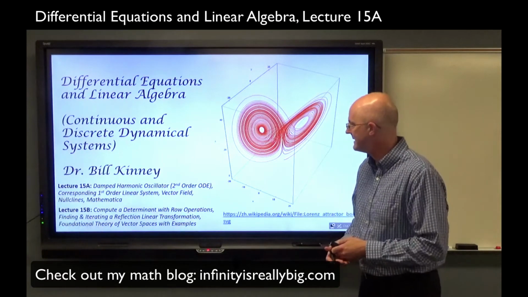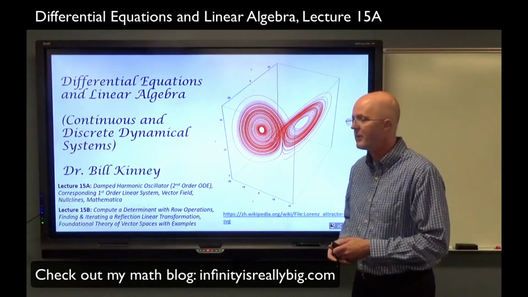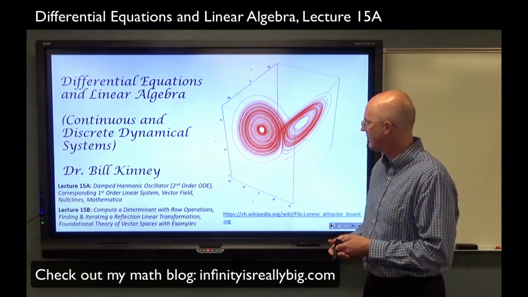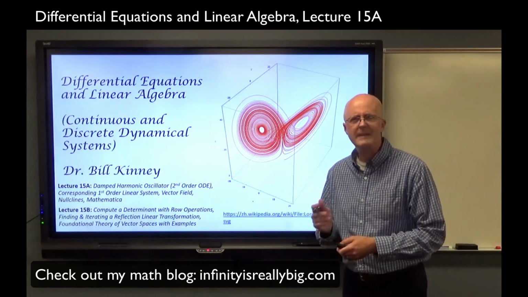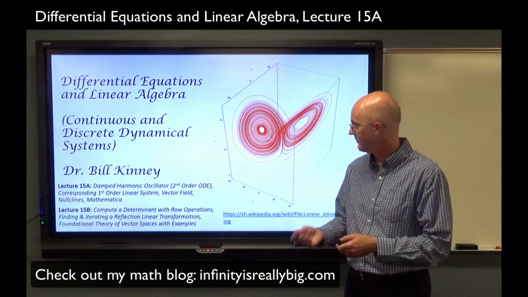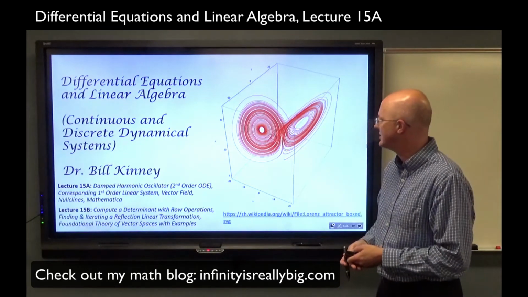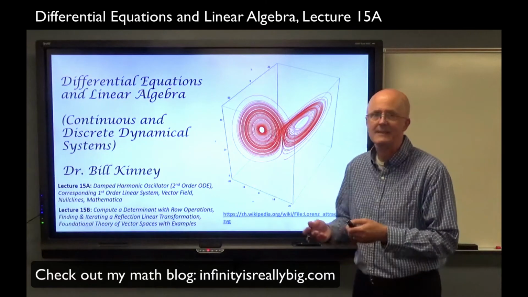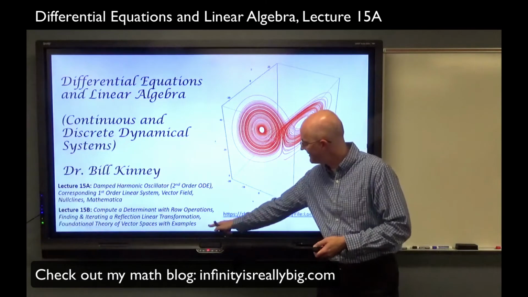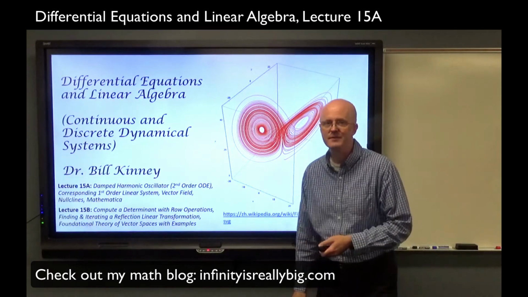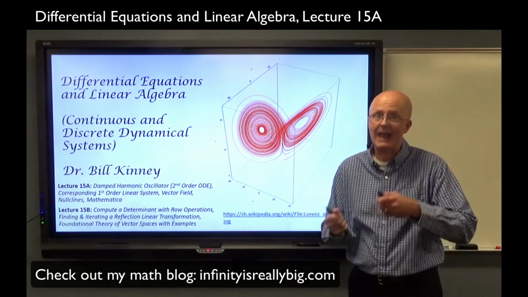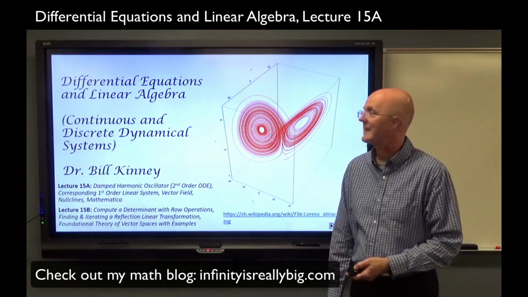Lecture 15b is linear algebra. We will compute a determinant with row operations based on properties mentioned in lecture 14b. We will find and iterate a reflection linear transformation. We'll need the idea of a projection vector, which we talked about way back in lecture 5, so that'll be a review. It's based on dot products to derive the formula, and then iterating it, that's the idea of a difference equation that we talked about in 14b. And then here's the big thing for lecture 15b, foundational theory of vector spaces with examples, an abstract topic that has practical importance for us in this class.